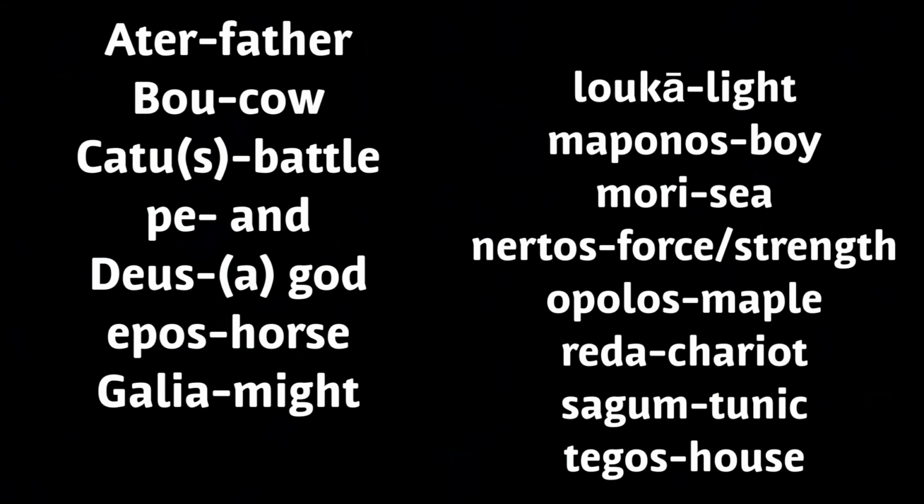Lauka, which is light. Maponos, which is boy or son. Mori is sea. Nerdos is strength. Opulos is maple. Reda is chariot. Sagum is tunic. And Tegos is house.